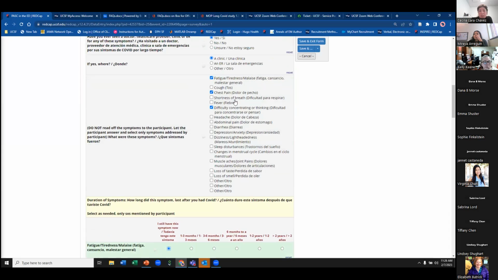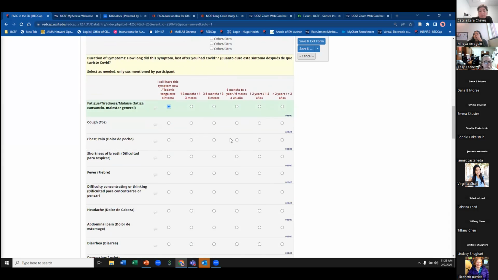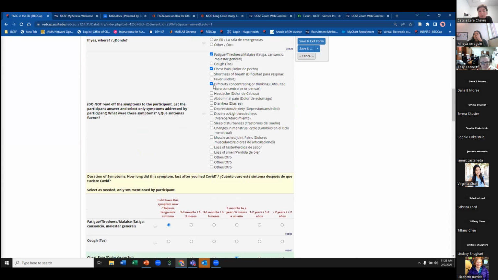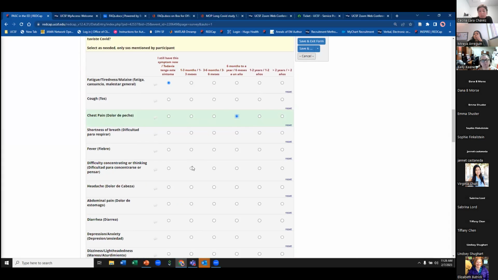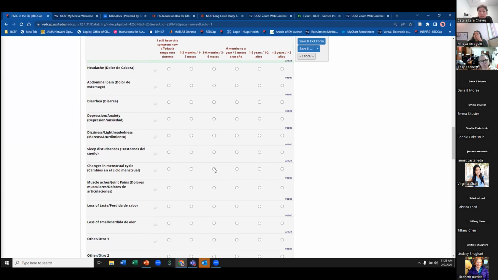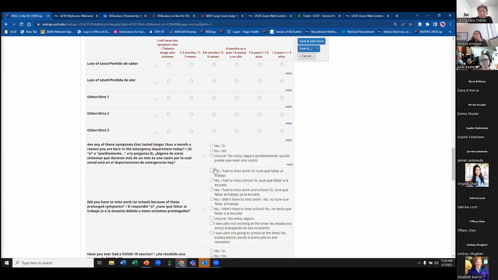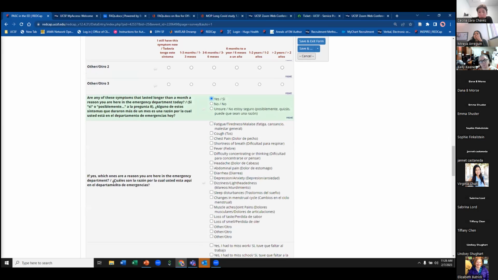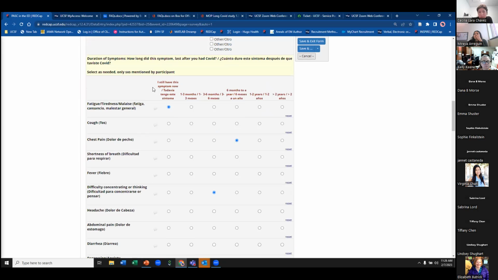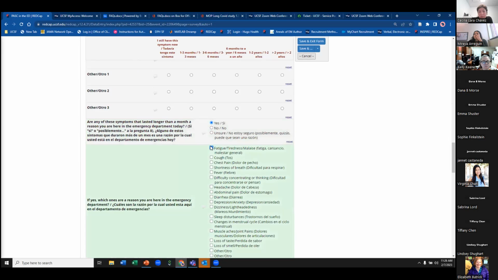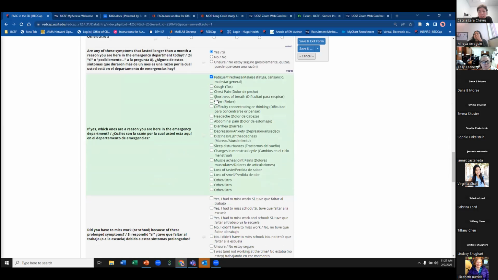And then you go back here, chest pain. How long did it last? And then difficulty concentrating. How long did it last? Okay. And then you would continue. Are any of the symptoms that lasted longer than a month the reason you were here in the emergency department today? To say no or yes. Which ones? And then let's say that it's only shortness of breath or fatigue, sorry. Then you would click that. If they say all of the ones that I mentioned, then you would click all of them.